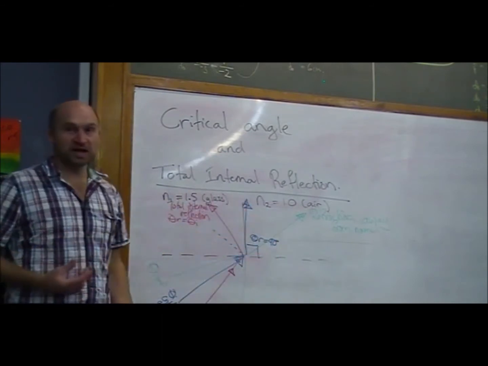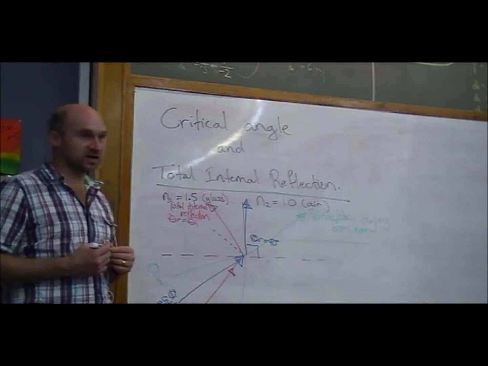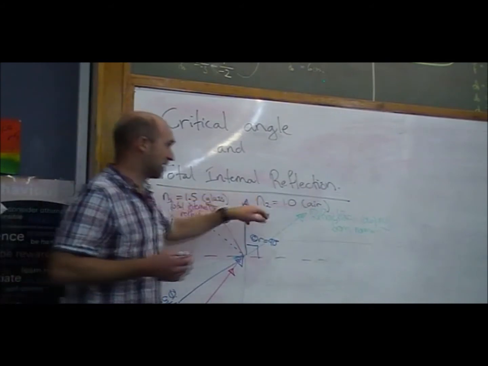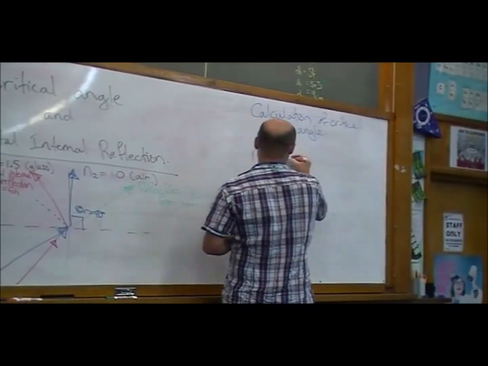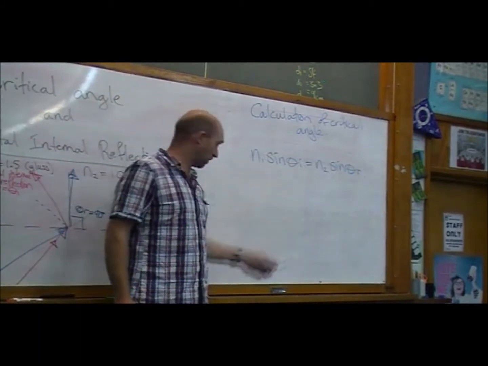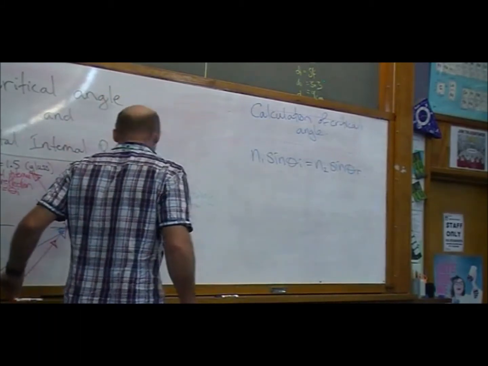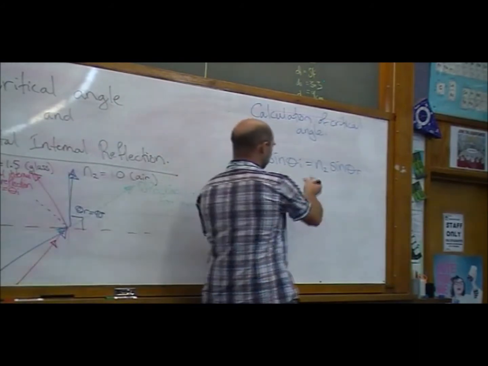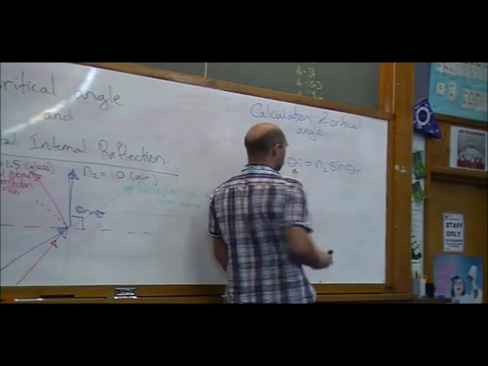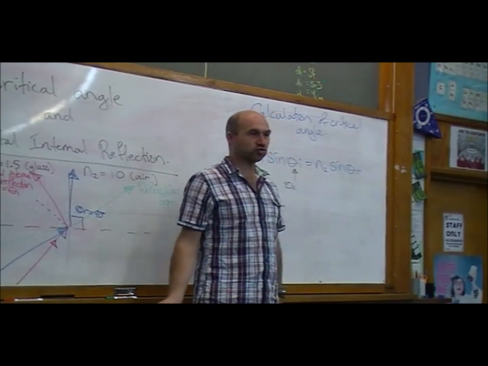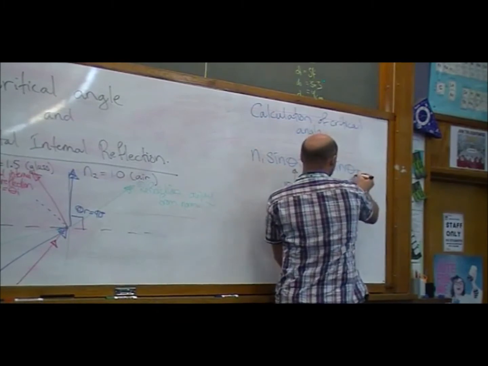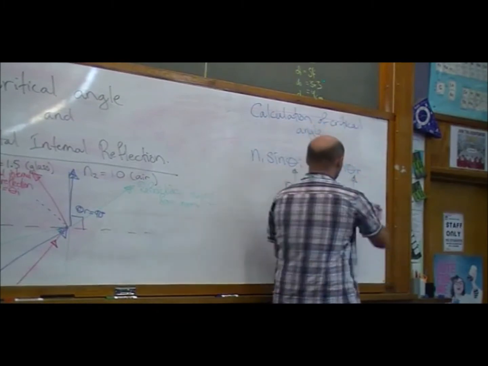So what we're going to do is have a go at calculating the critical angle for light going from glass to air. We're going to use Snell's law, but we're going to substitute into Snell's law, instead of theta I, the critical angle, and we know that the critical angle occurs when theta R is 90 degrees.